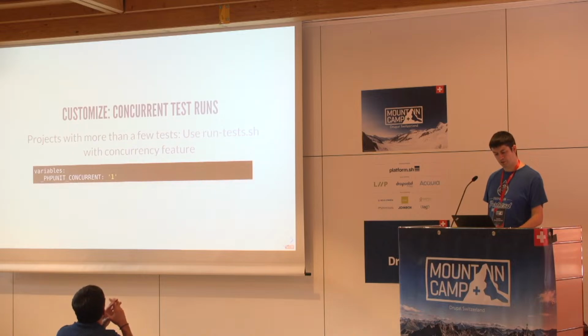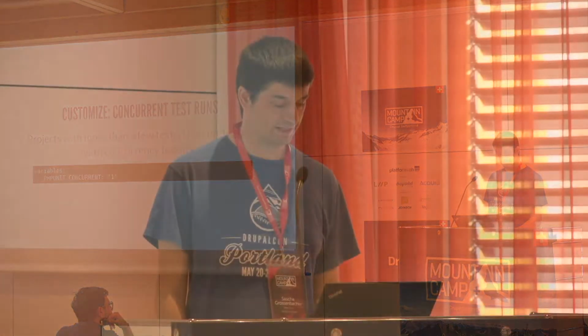Then you can customize this quite a bit. One useful thing, if you have a project with a number of tests, is to set the PHP concurrency variable to 1. This will use the run test script of Drupal core to run up to, I don't know, 20 or so tests in parallel. And using the default behavior currently is just running them one by one. This can be 10 times faster depending on your project.